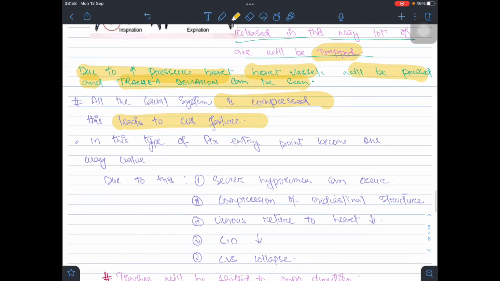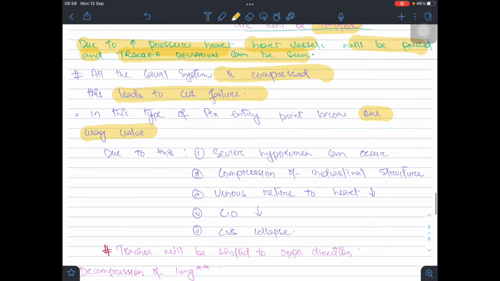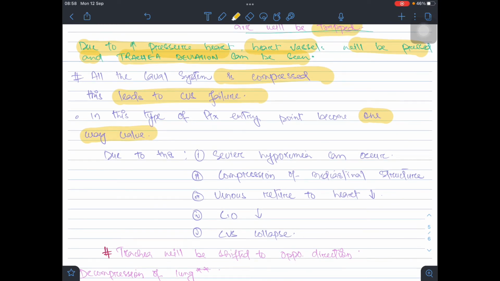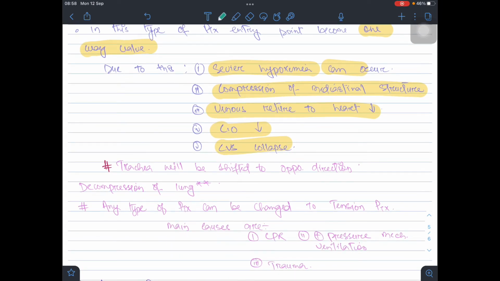In this type of pneumothorax, the entry point will become a one way valve. This is a one way valve, and the simple pneumothorax was a closed type. Okay, and due to this type of pneumothorax, severe hypoxemia can occur, compression of the mediastinal structures, venous return will be decreased, cardiac output will be decreased, the cardiovascular system will collapse. These are all very important, and you must remember.